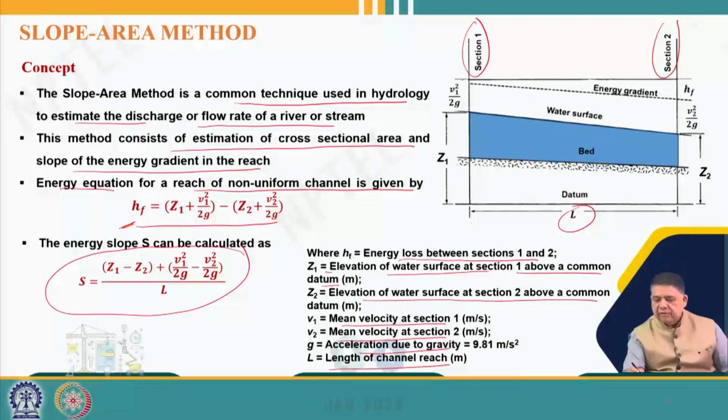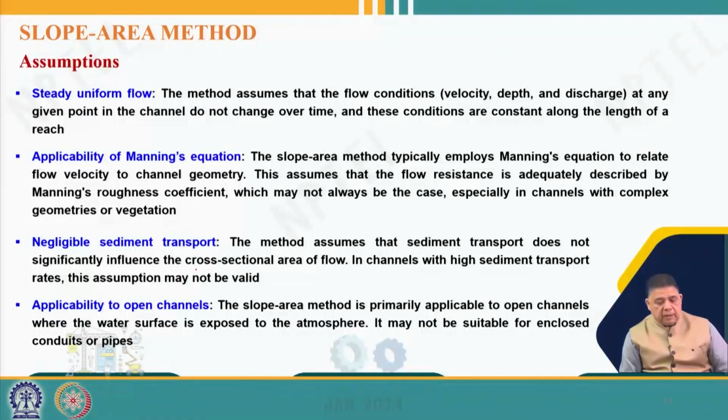And so, basically as you can see here, this is nothing but the velocity head V1 square by 2g, which is being considered here. So, basically it is an energy conservation principle which is used between these two sections, and from there the energy slope can be obtained. There are certain assumptions behind the slope area method.